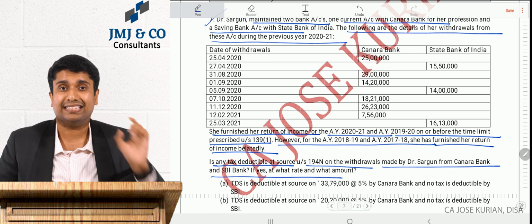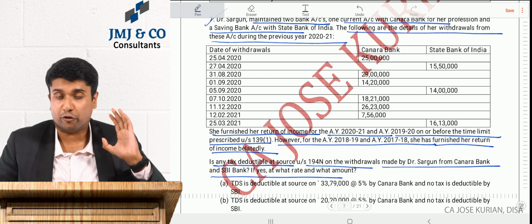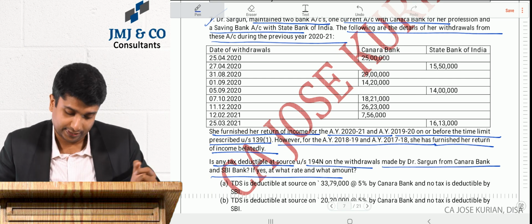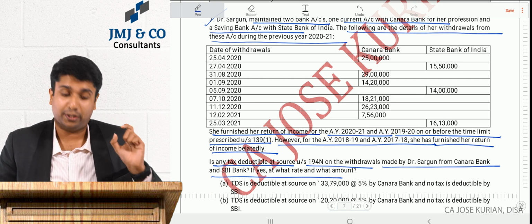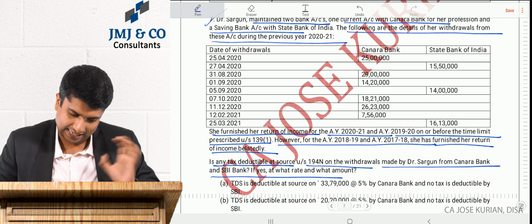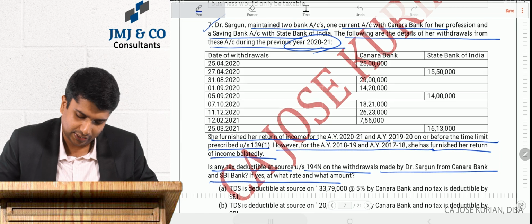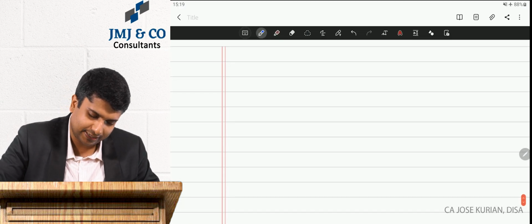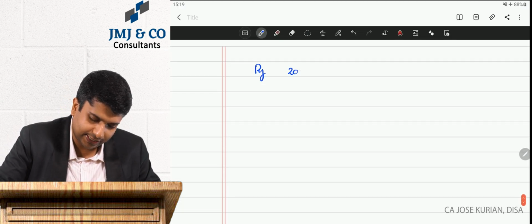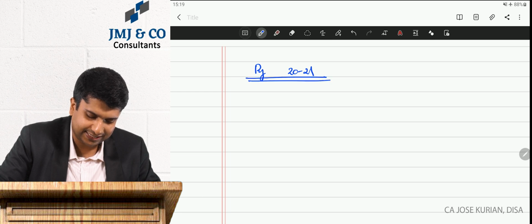So you need to determine whether tax is deductible under 194N. If yes, what is the rate and what is the amount? That's what you need to determine. So friends, let's have a detailed look on this question. What is the relevant previous year? It is 2021, and there is a condition.